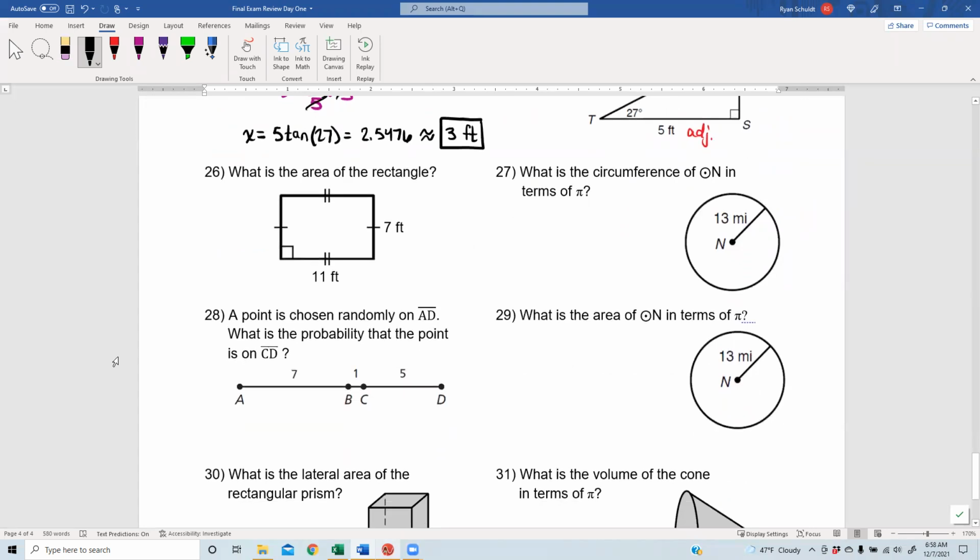Number 26 asks us to find the area of the rectangle. Area of a rectangle is base times height. So 7 times 11 is 77. We're in feet, so 77 feet squared.